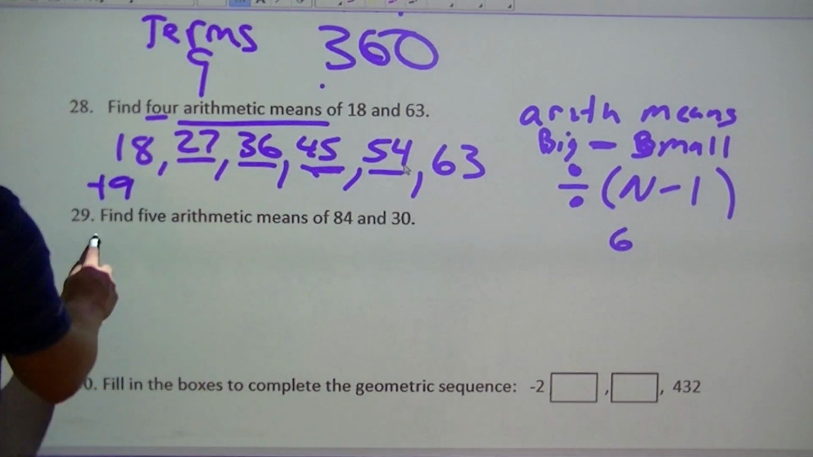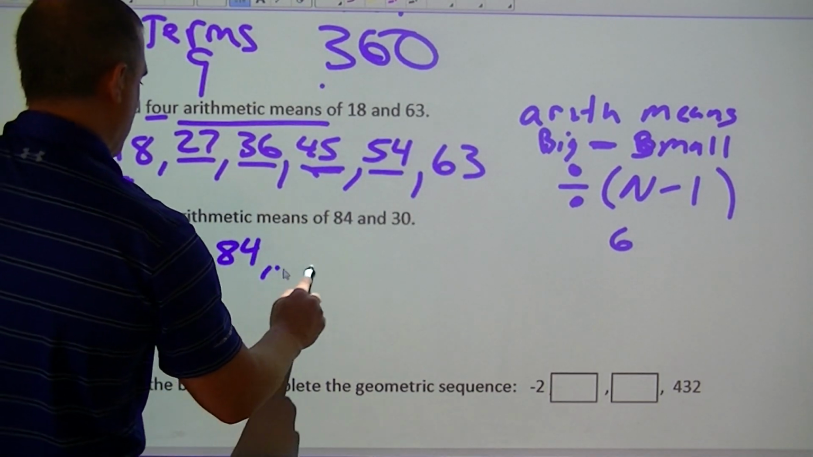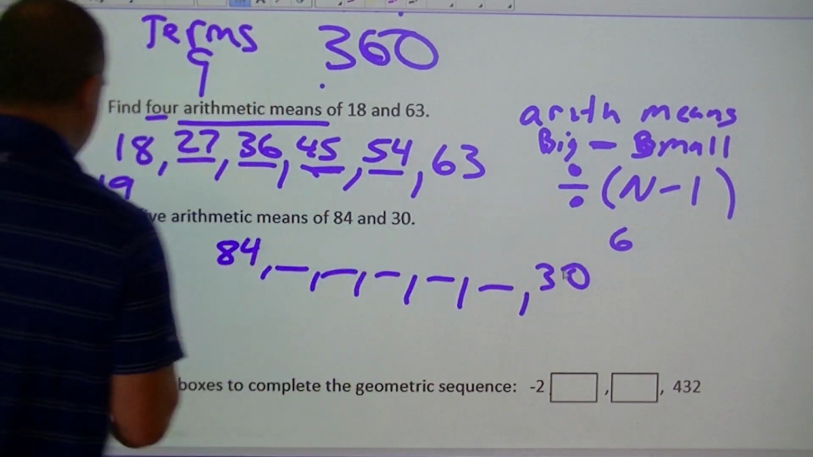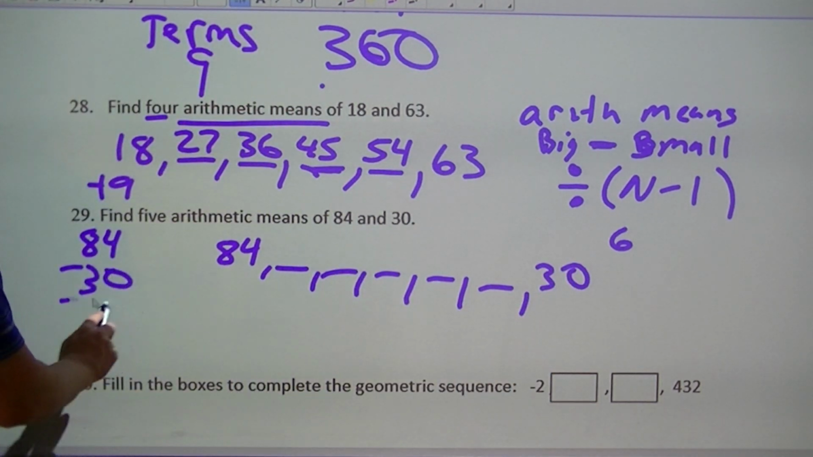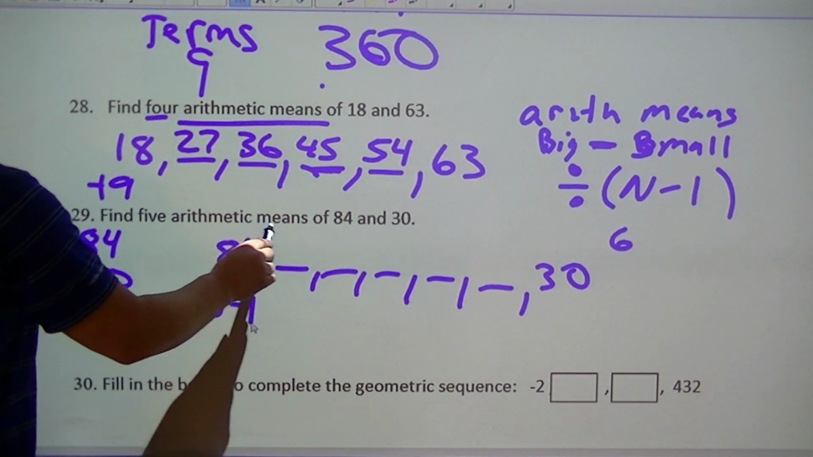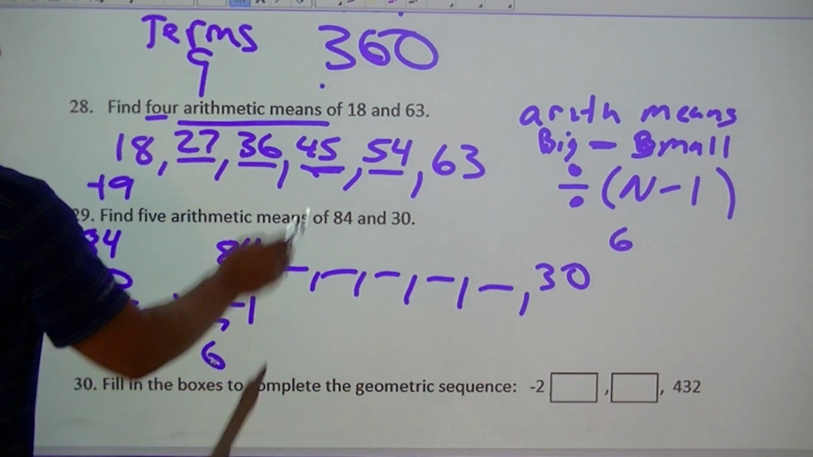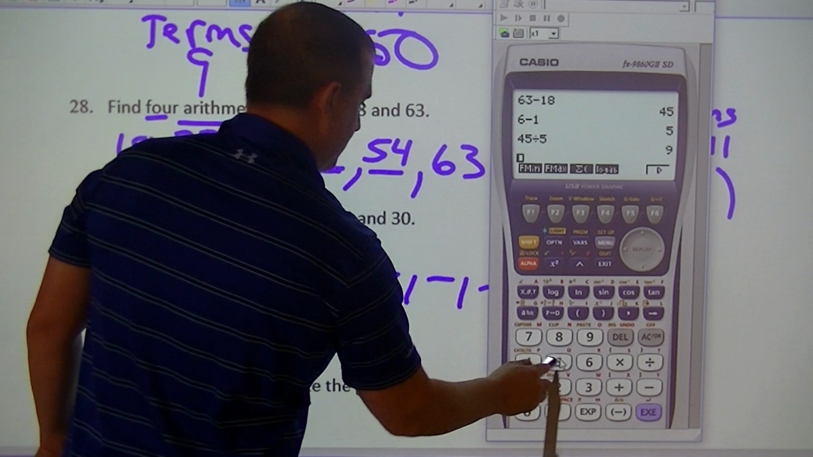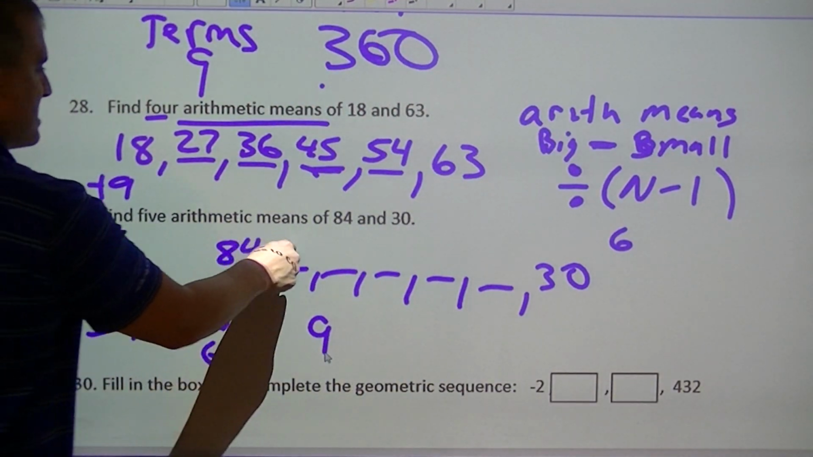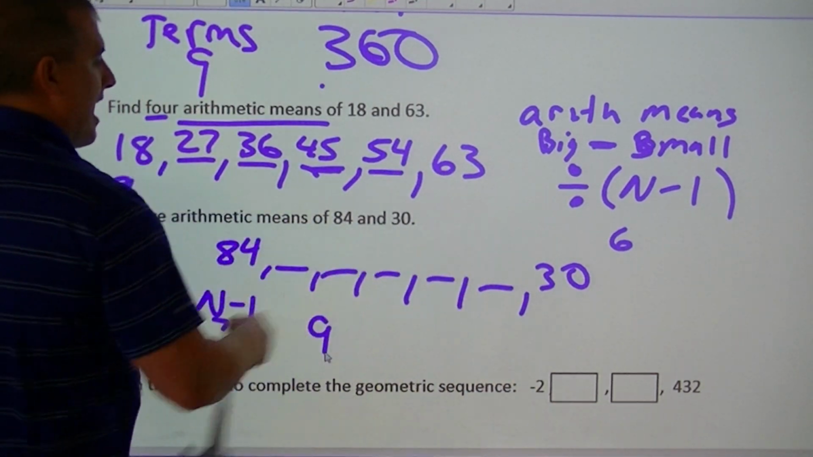Like this one. I would do 84, well, hold on, let's figure it out. Find 5 terms, so 1, 2, 3, 4, 5, and then my number. I'm going to do 84 minus 30, which gives me 54, and I'm going to divide by n minus 1. Okay, so I got 1, 2, 3, 4, 5, 6, 7, so 7 minus 1 would be 6. So 54 divided by 6 is also 9, I believe. Yep. So now, I wouldn't add 9 this way because it would go too big. I would add 9 that way. Or you could subtract, either way.